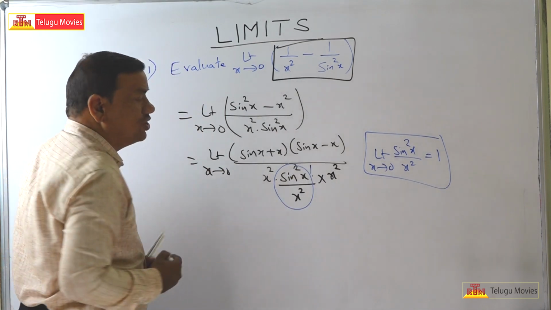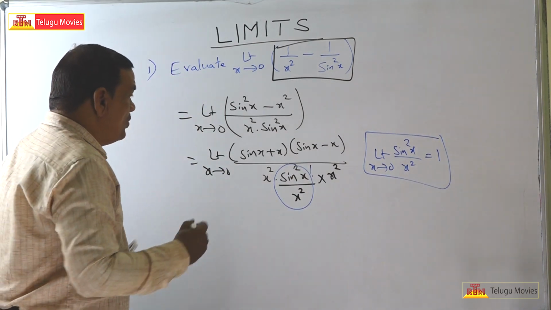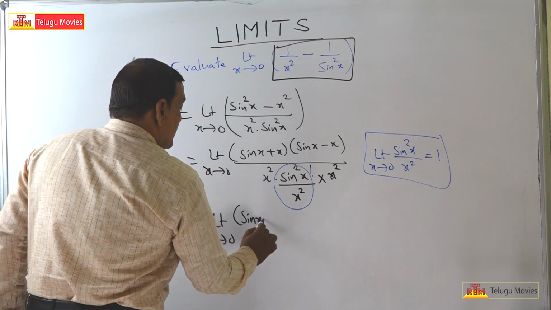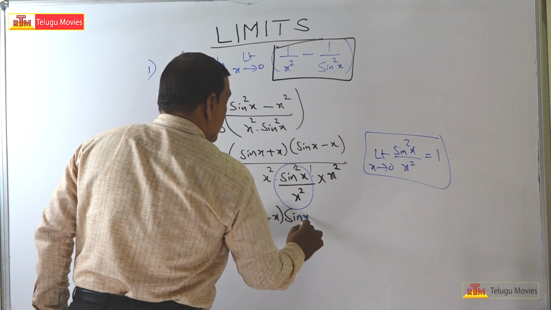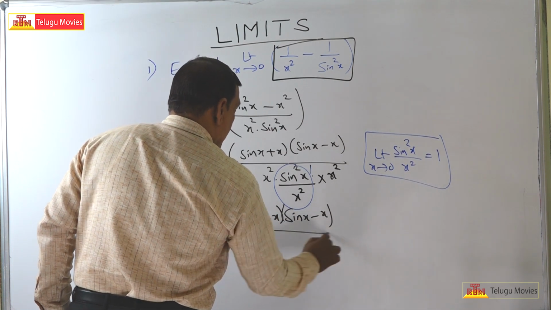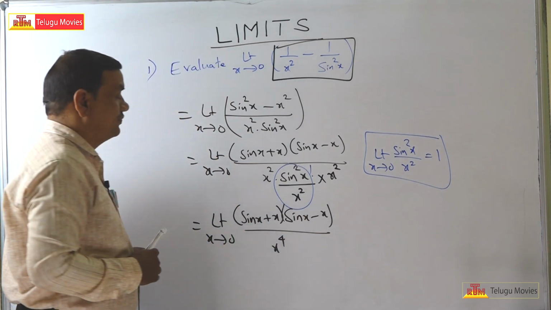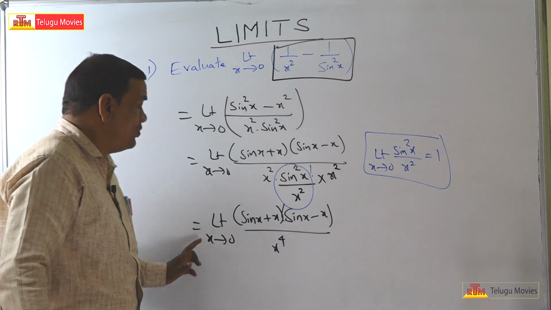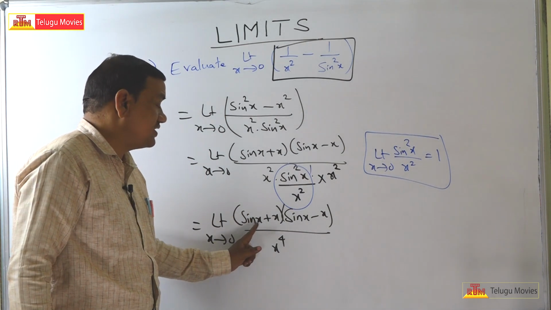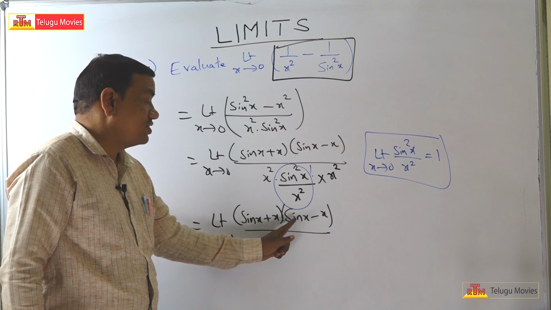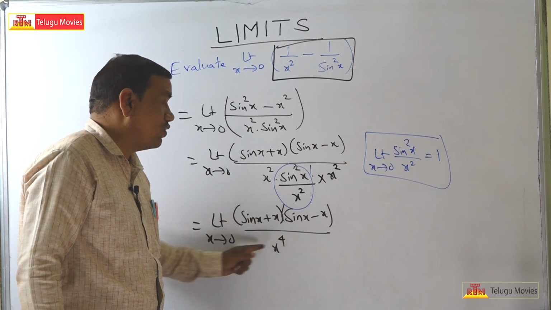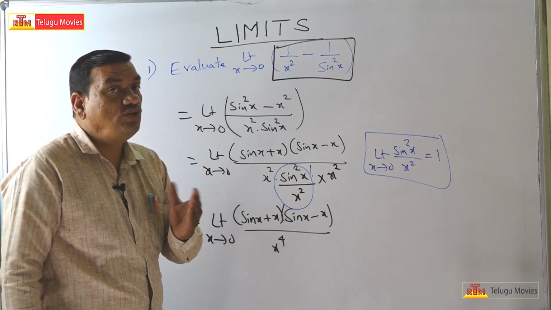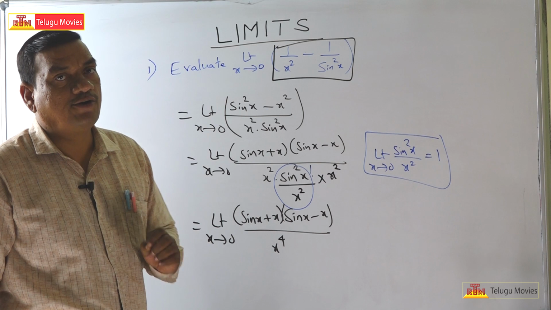Of course, as x tends to 0, we can apply it. Now, your problem is limit x tends to 0, (sin x plus x) into (sin x minus x) divided by x power 4. Now, the problem comes here. As x tends to 0, substitute here: sin 0 is 0, plus 0, sin 0 is 0, minus 0. On the whole the numerator is 0, the denominator is 0. This is of the form 0 by 0.